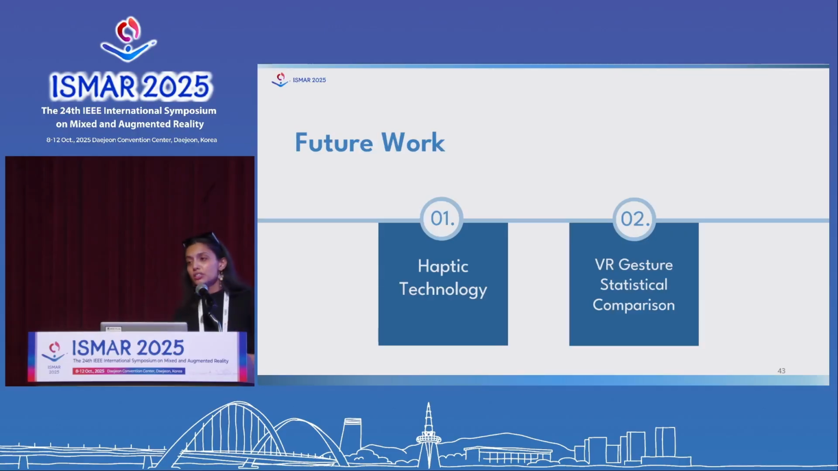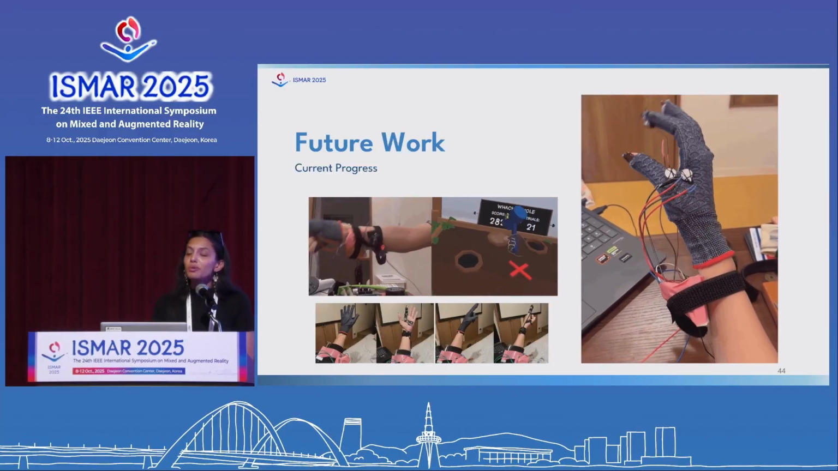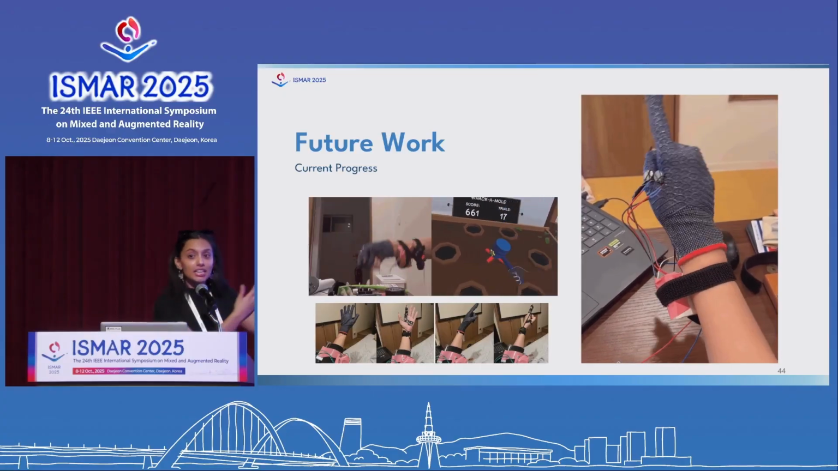For future work, there's two factors we want to target. We want to integrate haptic technology, and we also want to do VR gesture statistical comparisons. For the second one, in this study, between pinching and grasping, we just observed the differences between the two. So moving forward, we would like to have more common VR gestures, statistically compare them, and not just say they're different, but actually understand why they're different. In fact, we started doing some implementation for the haptic technology, so we're really looking forward to what type of changes we may see from our current study to our future work.